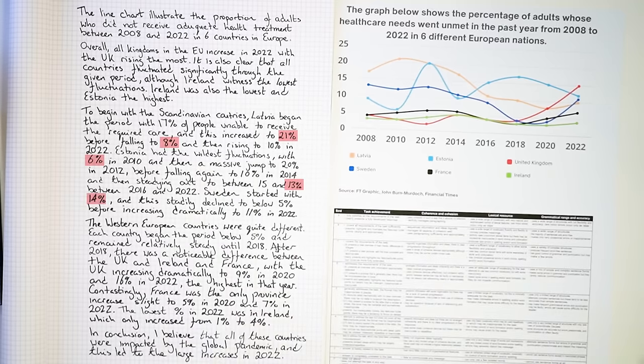So that's how to transform a band 6 task 1 report into a band 8 report, but you need to do task 2 as well. Here's the same video, but for task 2, click on this and I'll show you how to transform a task 2 band 6 essay into a band 8 essay.